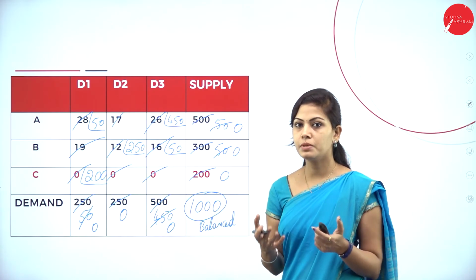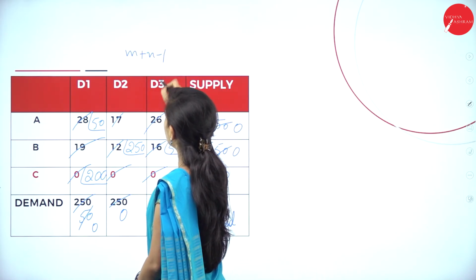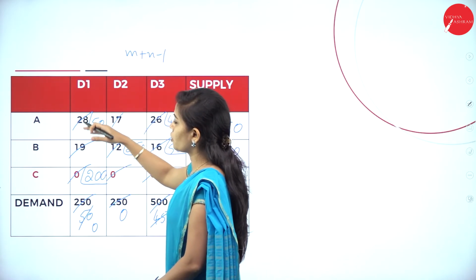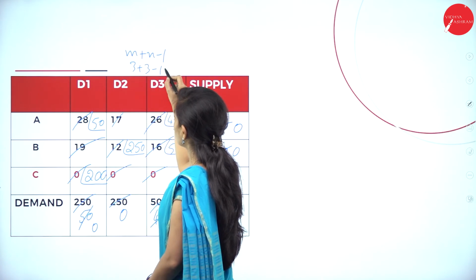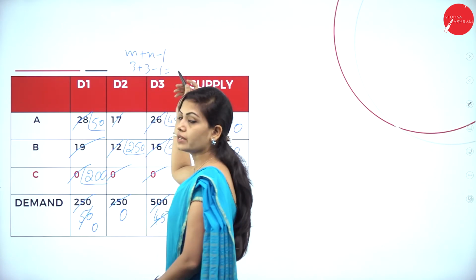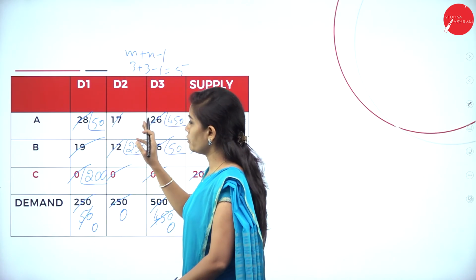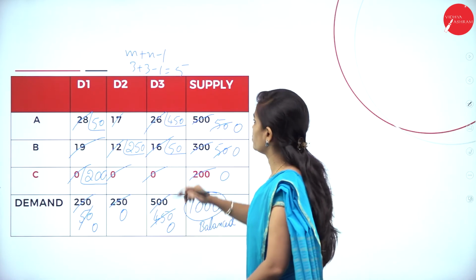So, what is the next step? The next step is m plus n minus 1. Just consider the rows and columns. Number of rows are 3. Number of columns also 3. So, 3 plus 3 minus 1 is 5. Allocated cells also should be 5. 1, 2, 3, 4, 5. So, it is non-degenerate.